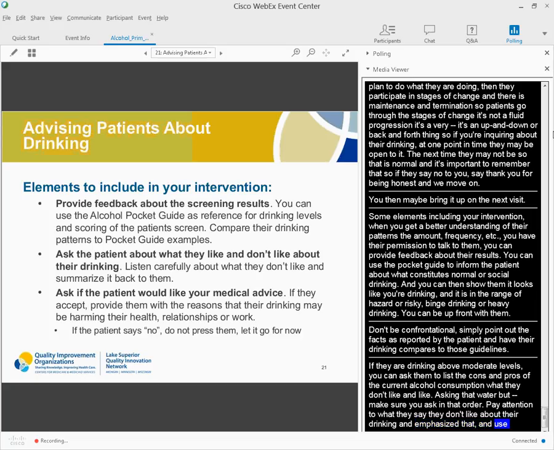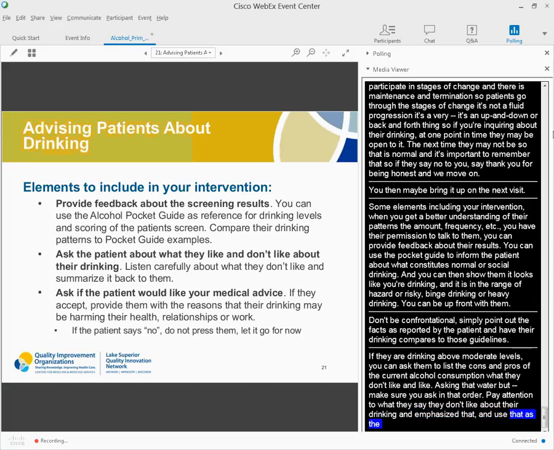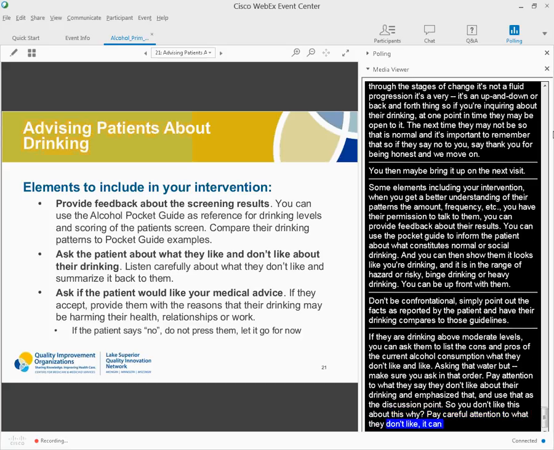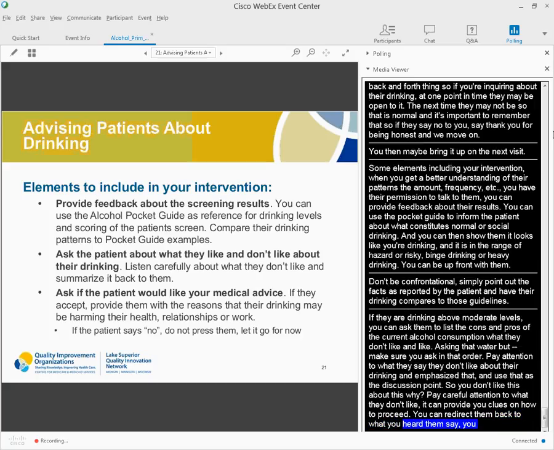So you don't like this about it. Why is that? Tell me a little bit more about that. Pay careful attention, really, to what they don't like, because it can provide you clues how to proceed. So you can redirect them back to what you heard them say. You can ask for clarification if needed. You can reframe that. You can paraphrase that.